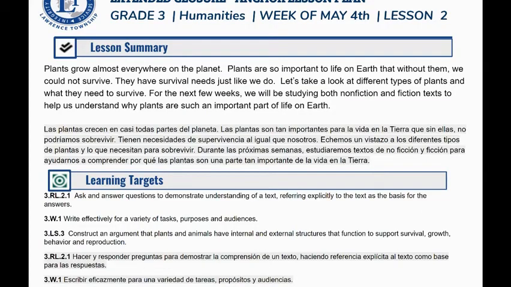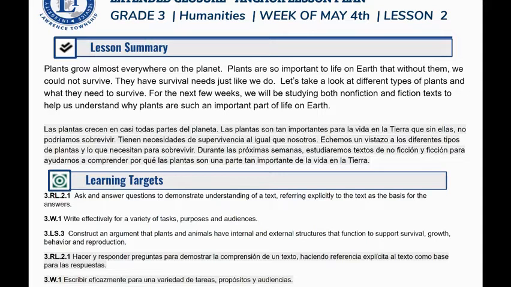In this lesson, we will continue to see how plants grow almost everywhere on the planet. Plants are so important to life on Earth that without them we could not survive. They have survival needs just like we do. We will look at different types of plants and what they need to survive. For the next few weeks, we will be studying both nonfiction and fiction texts to help us understand why plants are such an important part of life here on Earth.